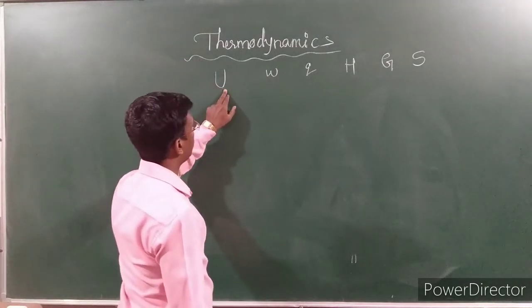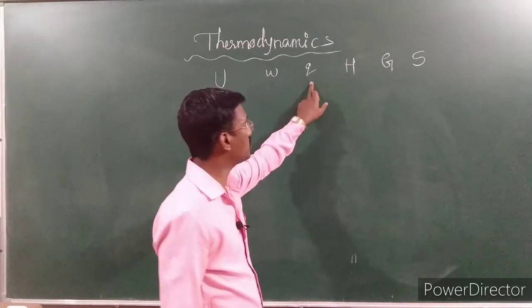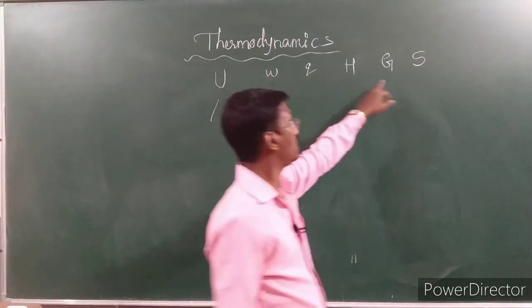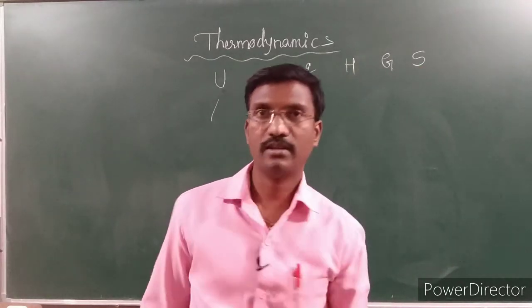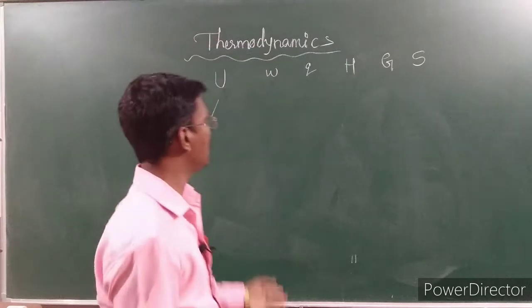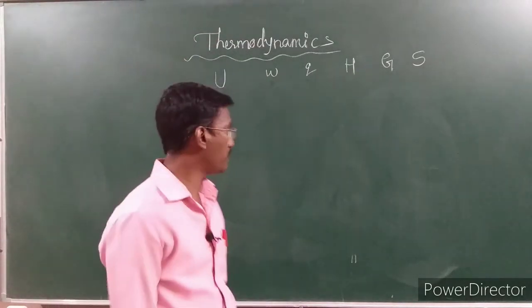U means internal energy, W means work done, Q means heat, H means enthalpy, G means Gibbs free energy, S is nothing but entropy. Pressure you know, volume you know, temperature you know. So you have to remember this one.